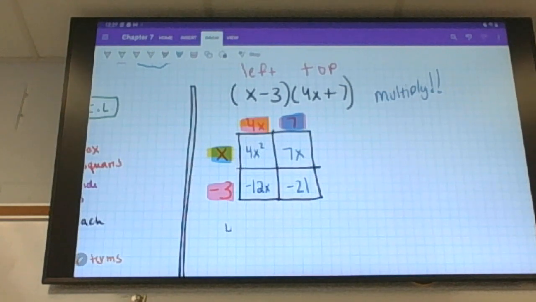Alright, so now I write it out. The 4x squared, the 7x, the minus 12x, and the minus 21.